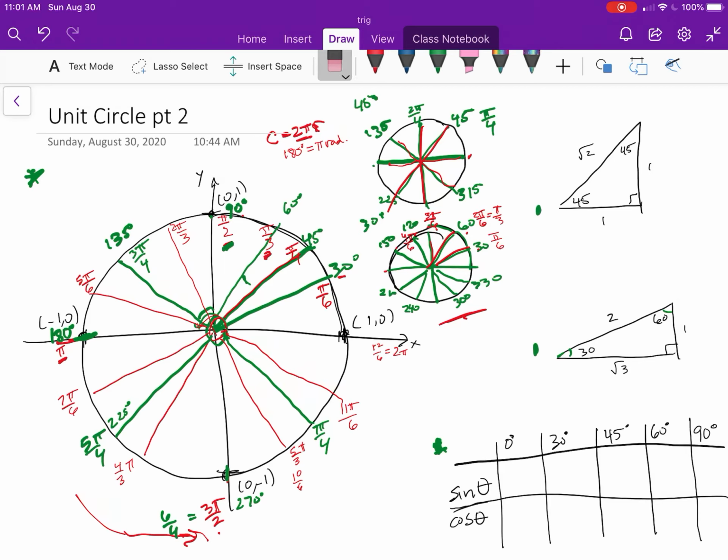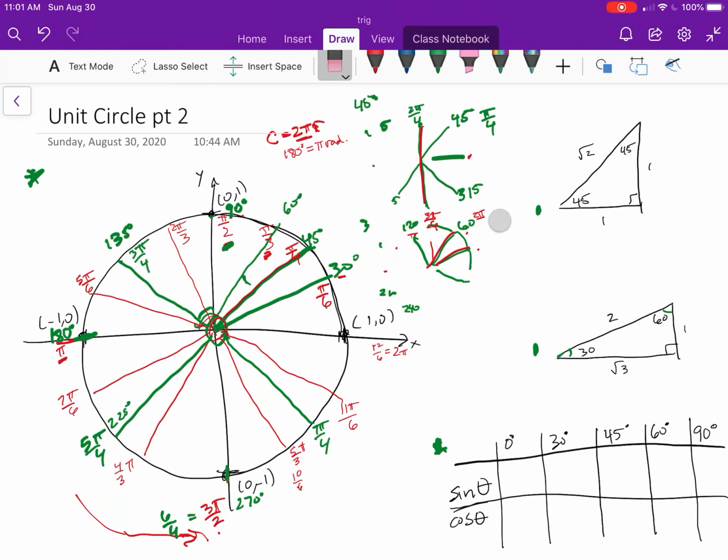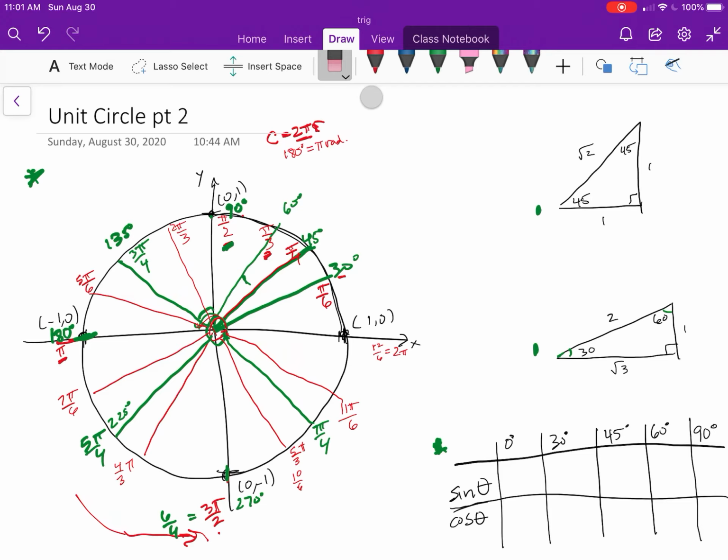So I'm going to go ahead and erase those. We have all our radians over here on the unit circle. Let's give myself a little bit more room over here. Okay. All right. Now what we're looking at is finding all the points now.